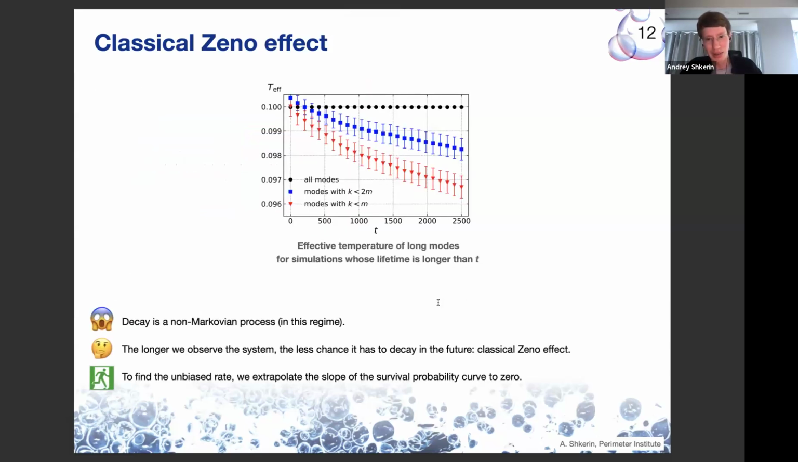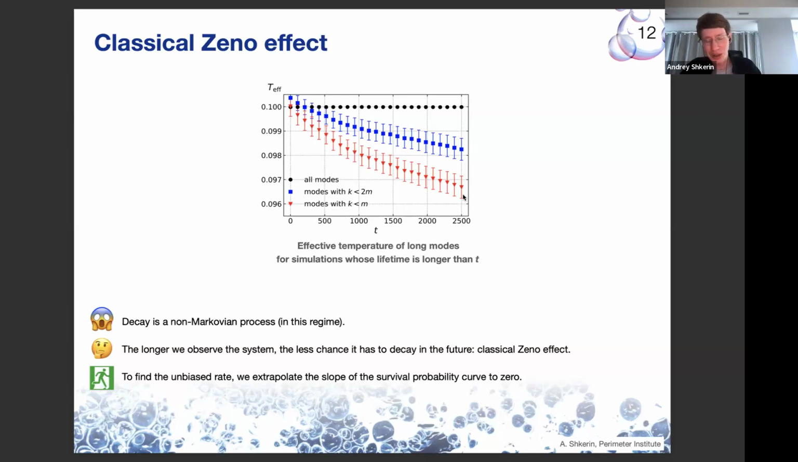We can actually see this numerically, because it is easy to measure the effective temperature of the simulations which survive by time t and plot it as a function of time. And then we indeed see that this is what really happens. As time passes, the modes with long wavelengths, with small momenta, cool down visibly. They cool down by a few percent during the simulation time. And remember, the decay rate is exponentially sensitive to the temperature. Well, in this case, it is the effective temperature. So it is no surprise that the decay rate goes down as well.